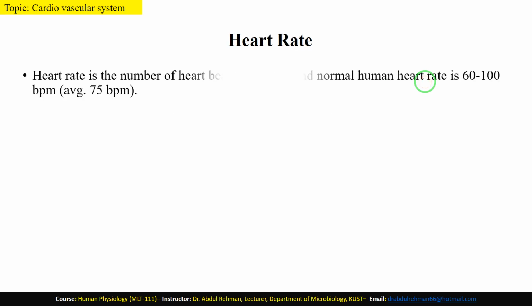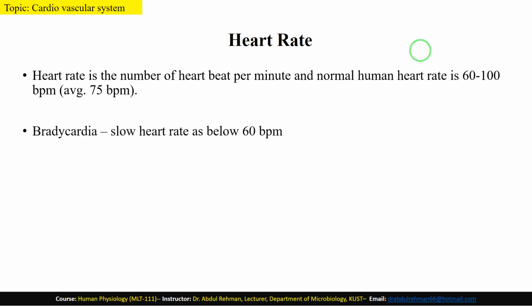Heart rate. Heart rate is actually the number of heartbeats produced per minute, and normal humans have a heart rate in the range of 60 to 100 beats per minute, and the average heartbeat is 75 beats per minute. There are certain disease conditions where the heart rate shows variations, like in bradycardia, the condition when the heart rate becomes less than 60 beats per minute, while in tachycardia, the heart rate is above 100 beats per minute, and different factors are involved in these two disease conditions.